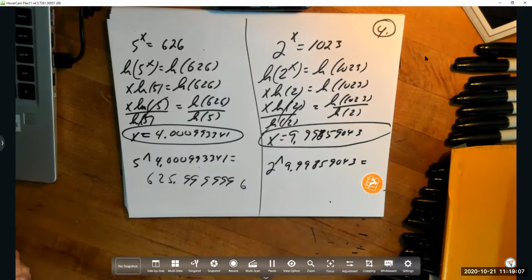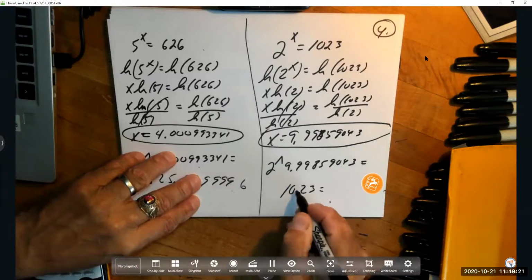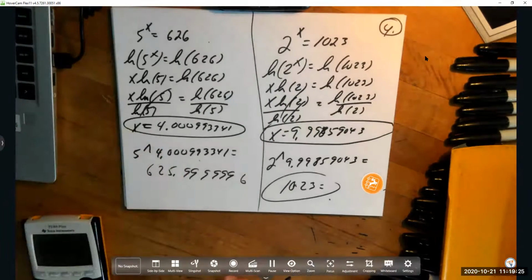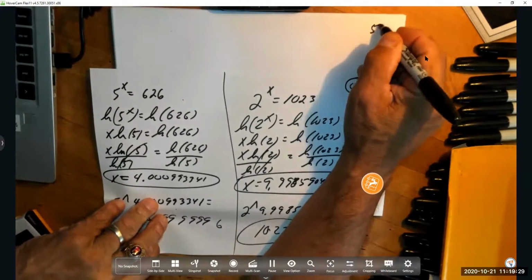2 to the power of 9.99. What'd you get? 1023 exactly? Yes. Okay, so this one came out just the same number as that. All right, so that's page 4. We go to page 5.